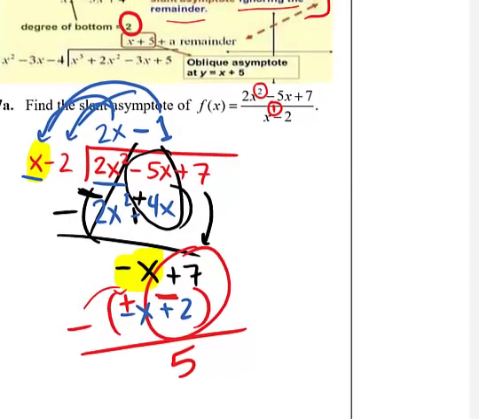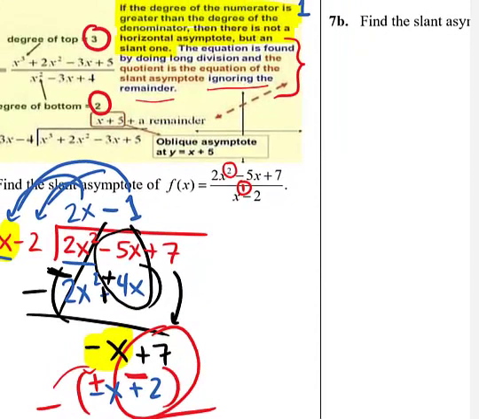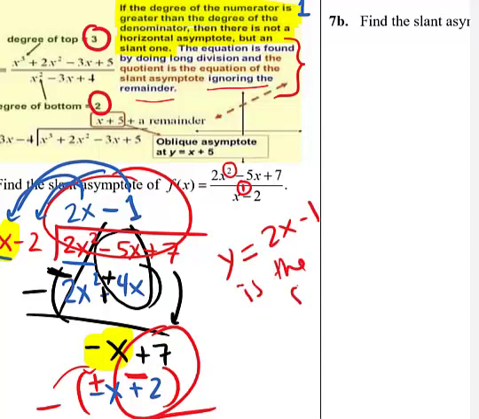Not that it mattered. All that work was actually for no reason, because remember, they said the quotient is your answer. y equals 2x minus 1 is the slant asymptote.